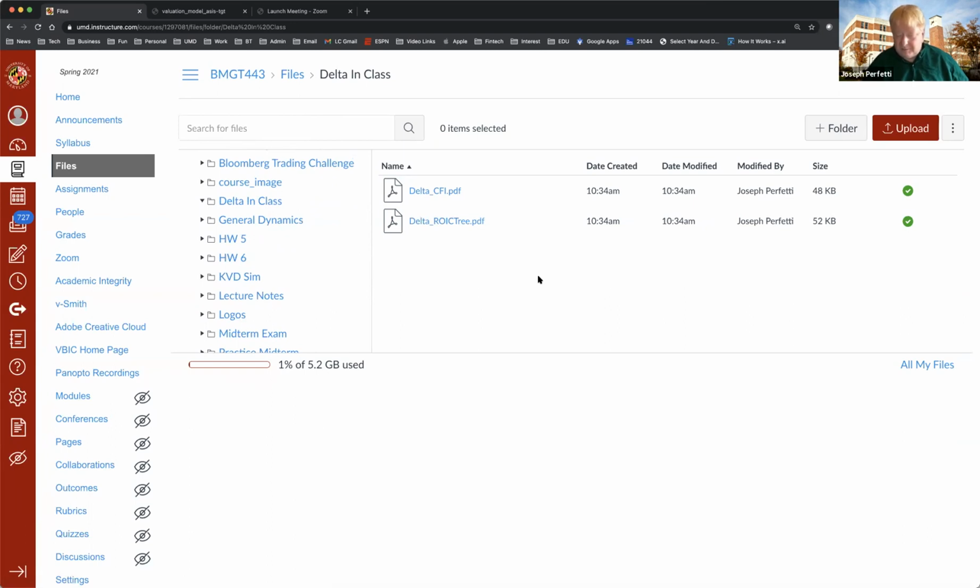Now, this is pre-crisis Delta. I just did it through 2019. I didn't include 2020 because it's a completely screwed up year because of COVID-19. So this is the airline before COVID, leading up to COVID, in the five-year period. You have the tree, and you have the CFI.